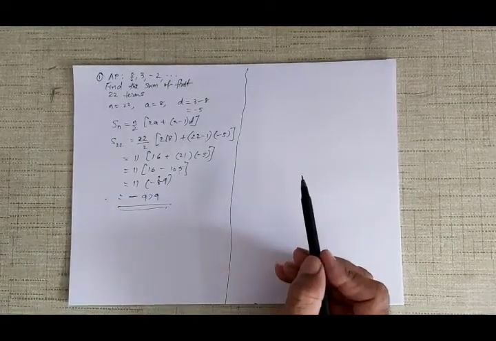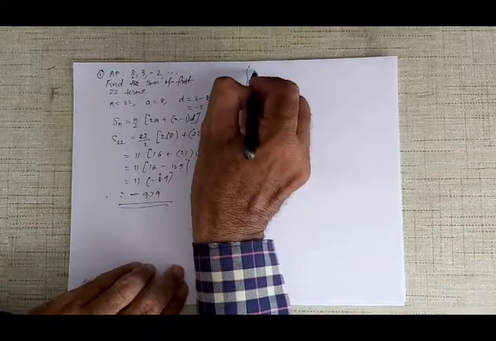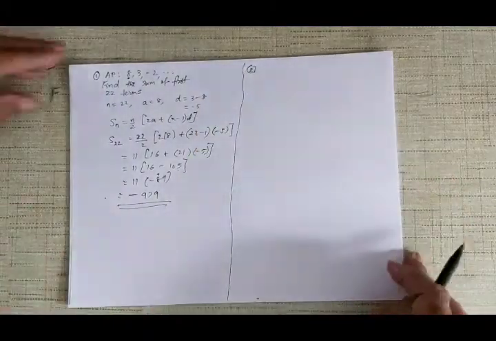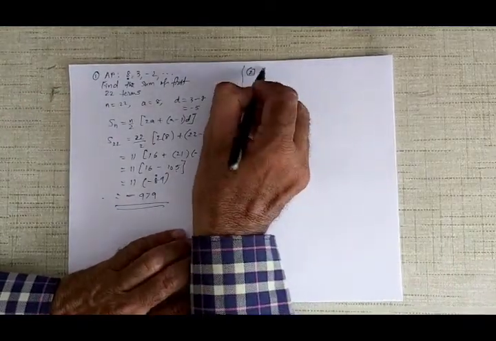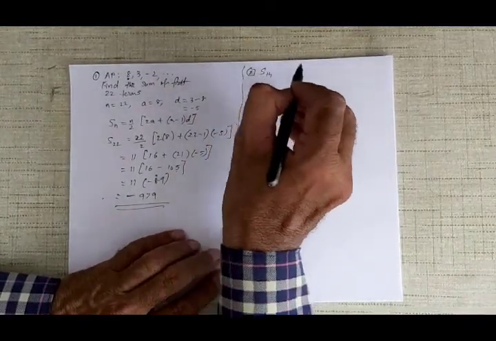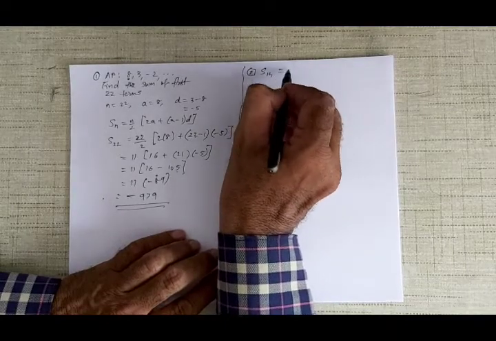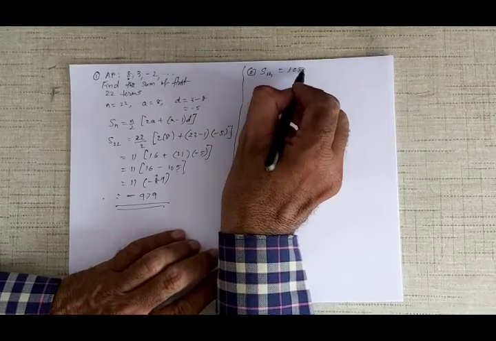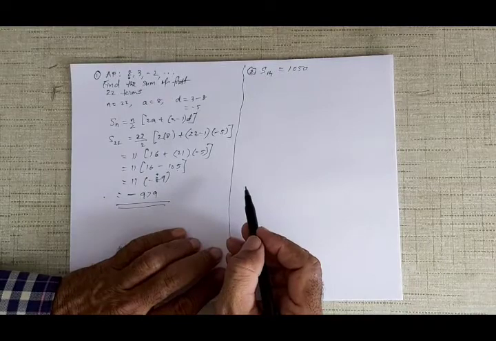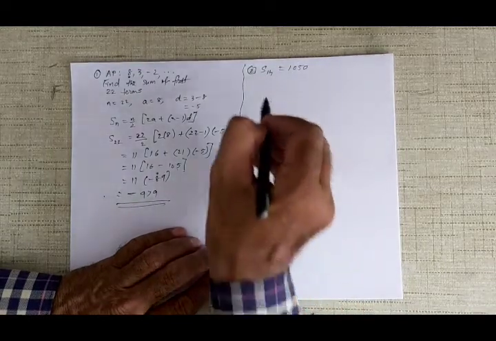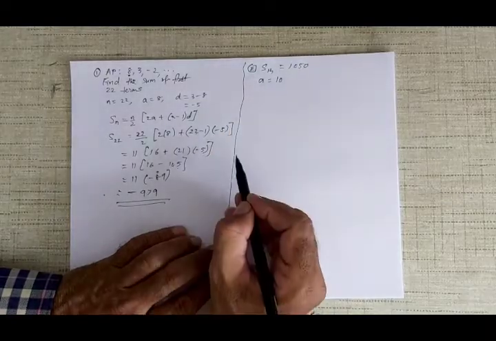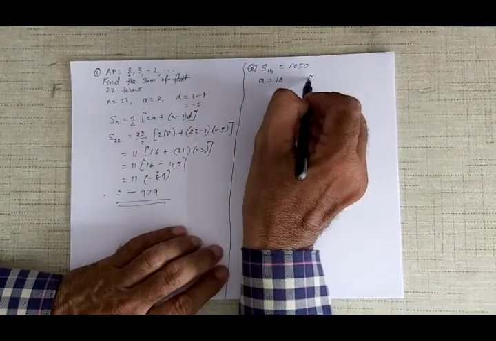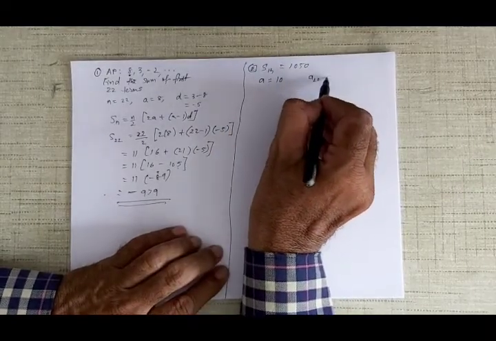Okay, that way. Now another question is given that if the sum of the first 14 terms of an AP is 1050, the sum of the first 14 terms of an AP is 1050, and its first term is given as 10. Its first term is given as 10. Then find the 20th term.